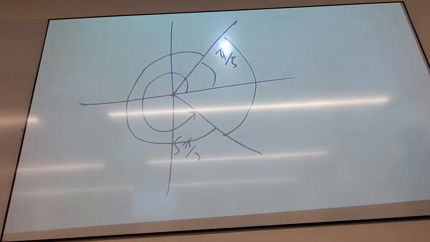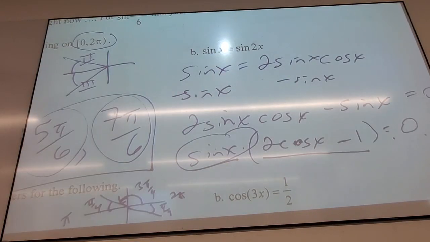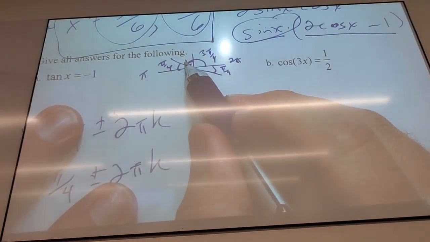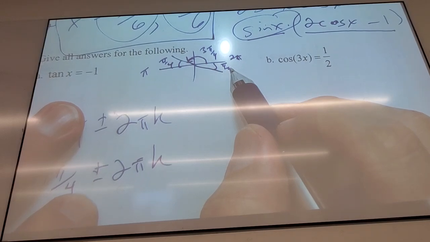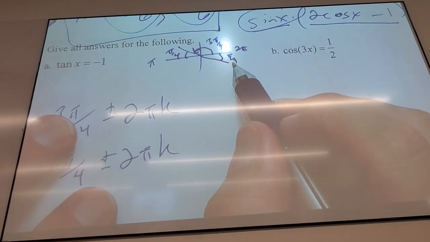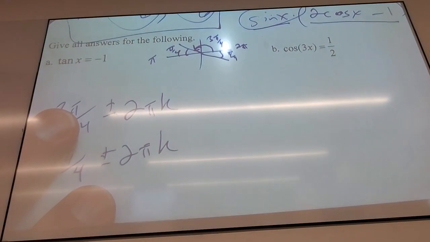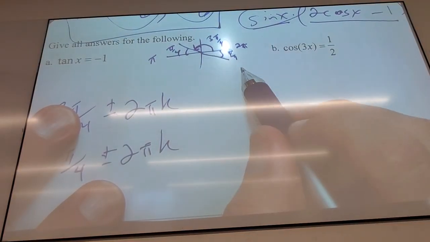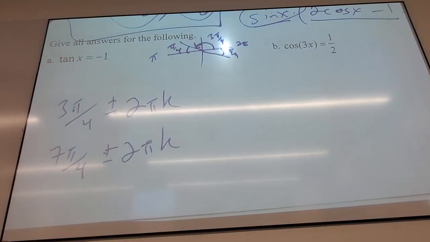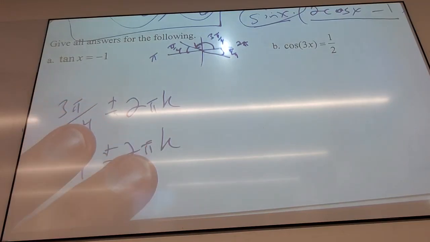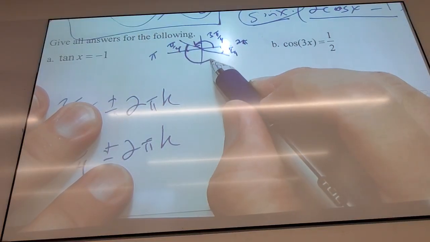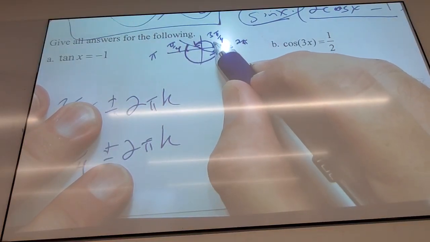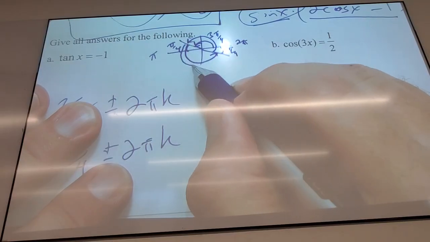Now look at our current one. Can somebody tell me how far apart 3 pi over 4 and 7 pi over 4 are? They're 4 pi over 4, or pi, apart, correct? So let me see if you're ready. I can start from one answer. If I go pi, I get the other answer. If I go pi again, I get the next answer.